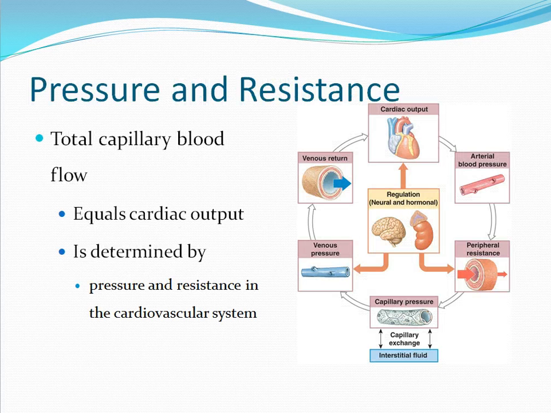Next, we will look at some things that have an effect on pressure as well as resistance in the vascular system. Pressure and resistance will determine the blood flow and also the rate of capillary exchange. The total capillary blood flow is equal to the cardiac output. And again, this will be determined by pressure as well as resistance in the cardiovascular system.